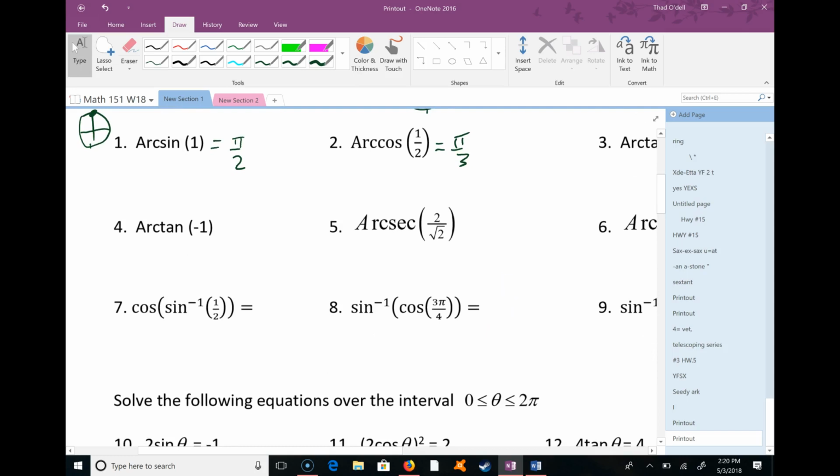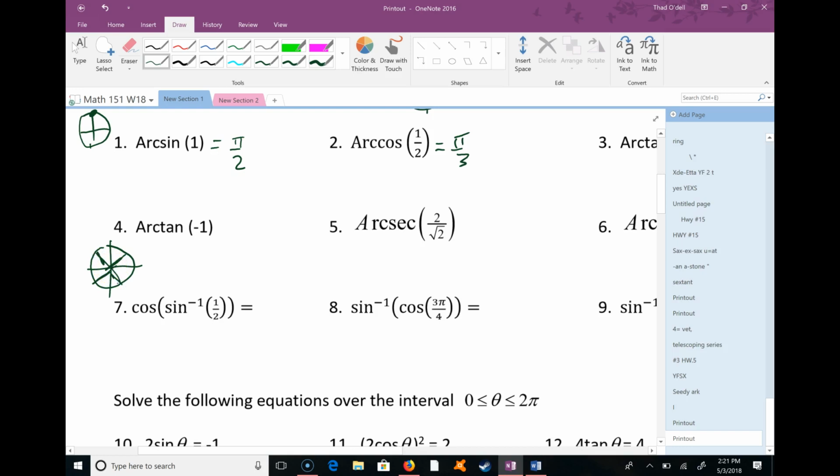Arctan, when is arctan equal to -1? So we know that tangent is 1. I'm sorry, arctan of -1 is asking the question, when is tangent equal to -1? So we know that tangent is equal to 1 there and there, or equal to -1 here and here.